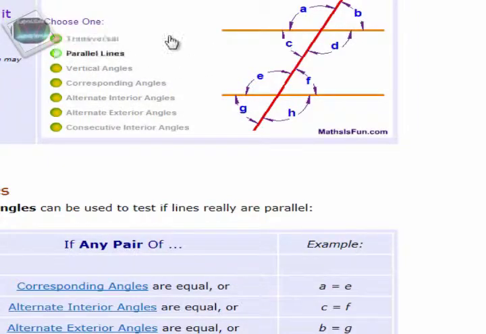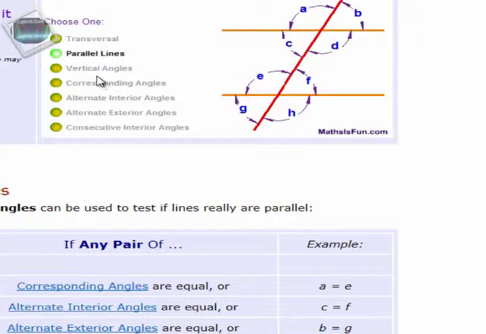So now the first topic we'll talk about is a transversal, which is this line. A transversal is a straight line that crosses two parallel lines. When that happens, unique angles are created. And I'll talk about those unique angles in detail in a moment. The parallel lines are the two straight lines that will never meet irrespective of how far they travel.